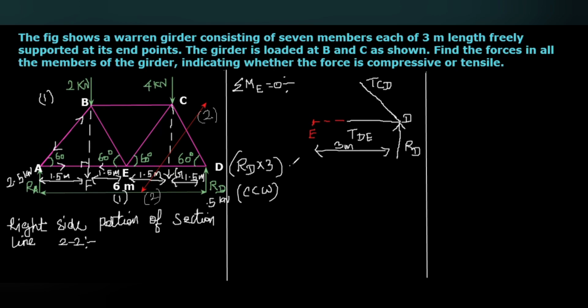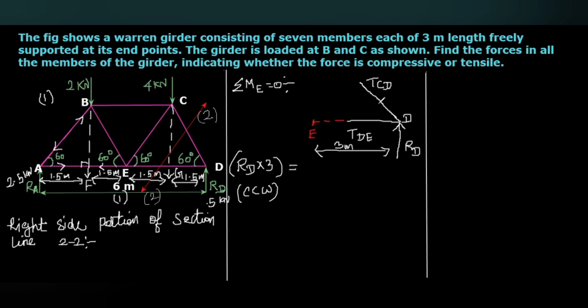That should be counterbalanced by a clockwise moment. Here you can see the TDE. It may act inwards to the D or outwards from the D. Whatever, the line of action of this force passes through D and also passes through E. So when we take moment about the point E, the moment due to that force TDE will be eliminated. Either this side or this side, the line passes through E. So that moment will be eliminated.